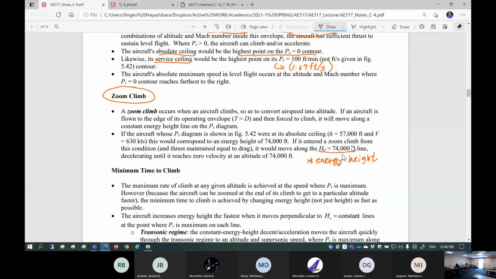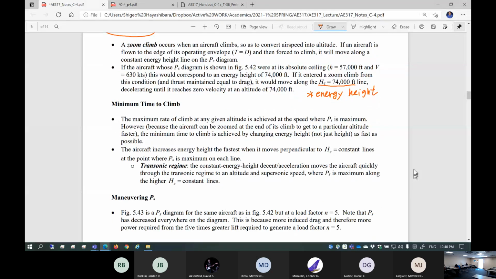Also, you can get information such as minimum time to climb and the maximum rate of climb. This is the kind of information you can read off from the PS diagram. The maximum rate of climb at any given altitude is at the speed where PS is maximum. This is quite important. If you climb at the location where PS is maximum, it is maximum rate of climb.